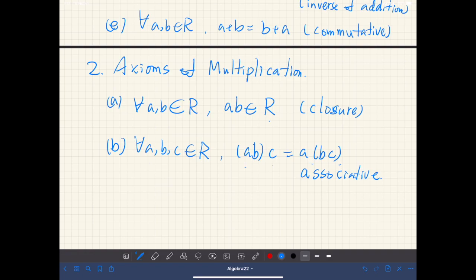But it depends on the way it is multiplied. So ab may not be equal to ba. So it may not be commutative. In some sets, it can be commutative. In some other sets, it may not be commutative. So ab equal to ba is not guaranteed.